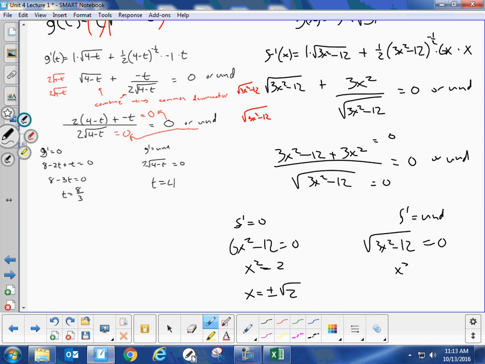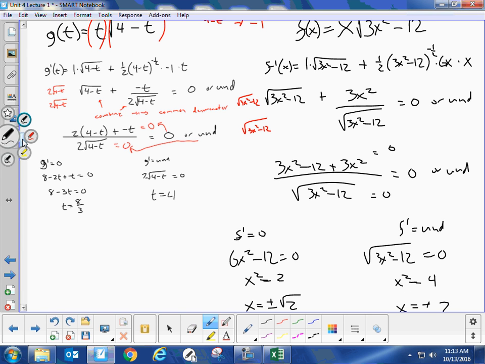You end up with x squared is equal to 4, or x equals plus or minus 2. Okay, good. Now, hold on a second. If I go into the original problem, in the original function, we should probably check our critical points. I should have done it on here because I have the square root of 4 minus t.